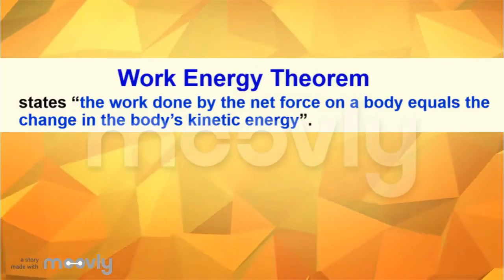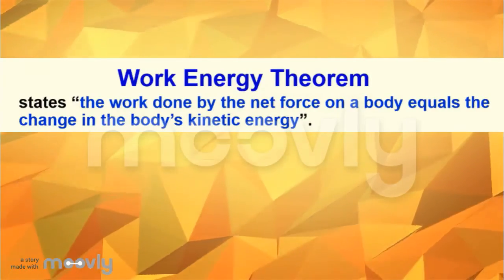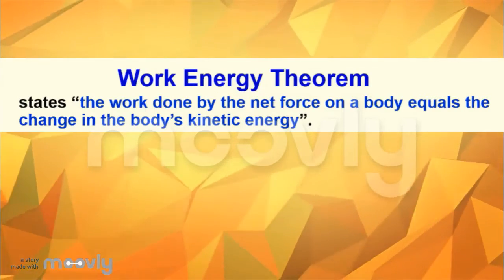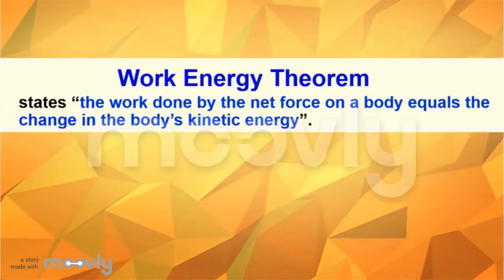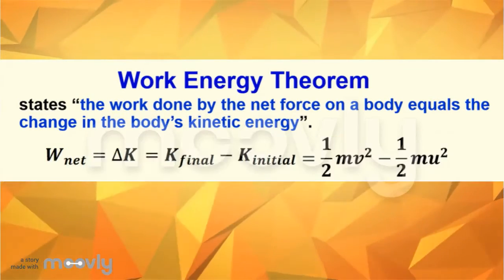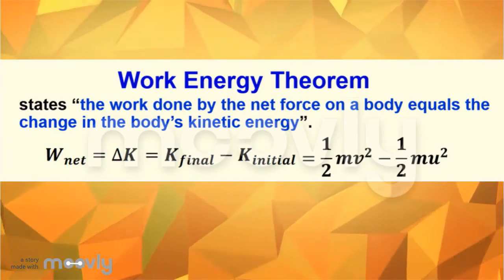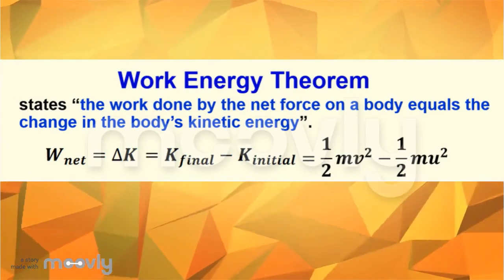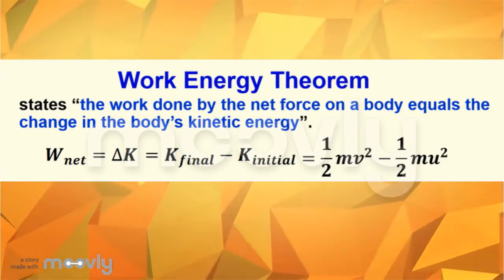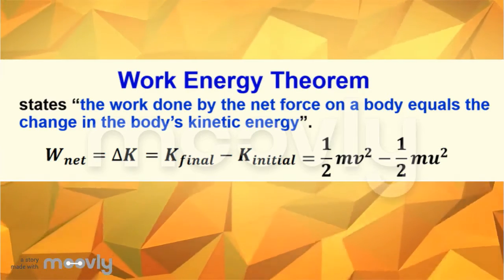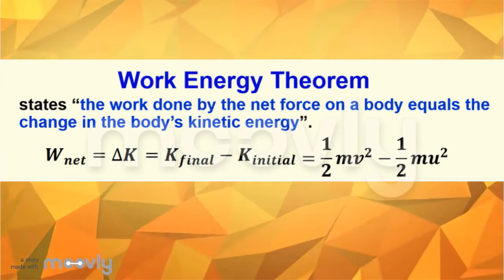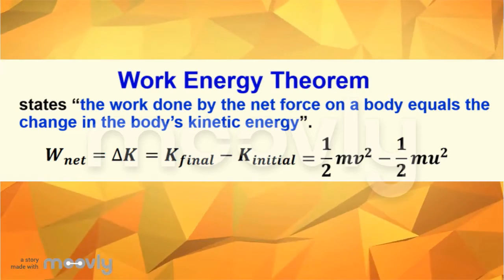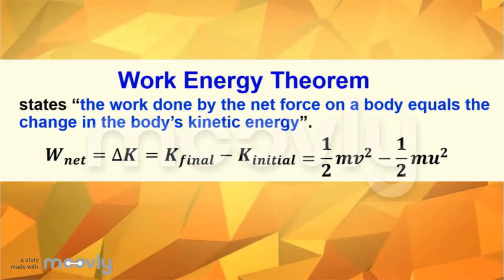So this leads to the work-energy theorem. It states that the work done by the net force on a body equals the change in the body's kinetic energy. Or to put that into an equation, the net work done is equal to delta K, where delta K is the change in kinetic energy. So the final kinetic energy minus the initial kinetic energy, or half mv squared minus half mu squared.